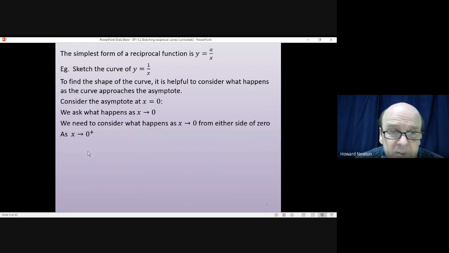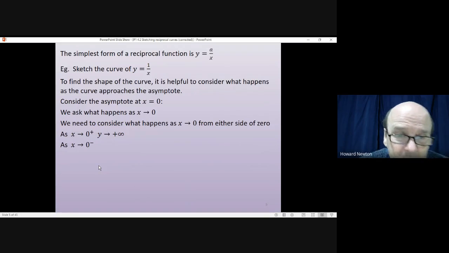Well, as x tends towards 0 from above, x is getting smaller and smaller and smaller. You'll have y equals 1 divided by a smaller and smaller number. y is going to get bigger and bigger and bigger without limit. And if x is positive, then y will be positive as well. So as x tends towards 0 from above, y tends towards plus infinity.